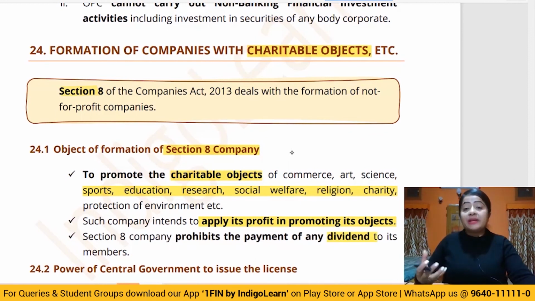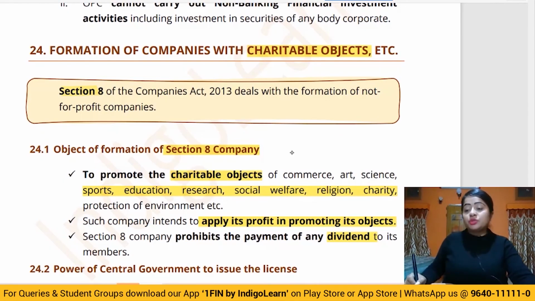So in the examination, you might get a question that there is a Section 8 company and the Section 8 company wants to distribute dividend to its members. Can they do so? The answer is no. Section 8 company cannot distribute dividend to its shareholders. So that is a restriction which is stated in Section number 8.